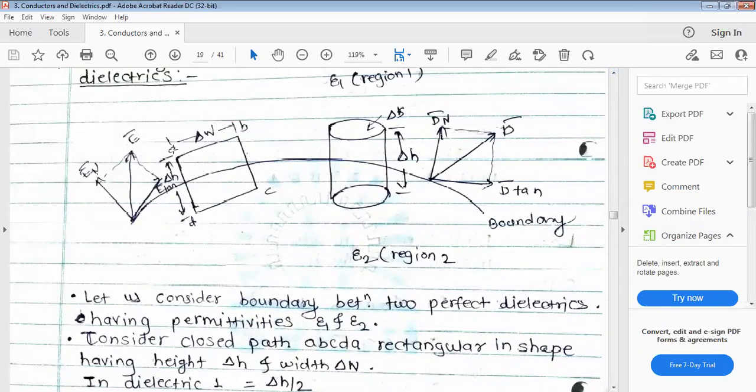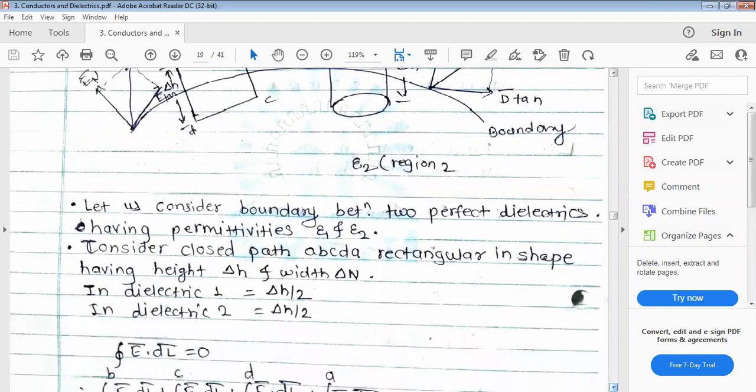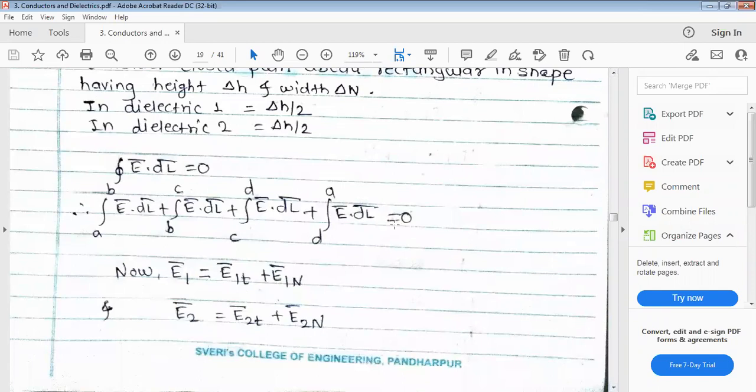If we want to find the closed line integral of E bar dot dl bar, it is nothing but the addition of the integral from A to B of E bar dot dl bar, plus B to C of E bar dot dl bar, plus C to D of E bar dot dl bar, plus D to A of E bar dot dl bar. The sum is equal to 0. Now E1 bar and E2 bar we have to consider.